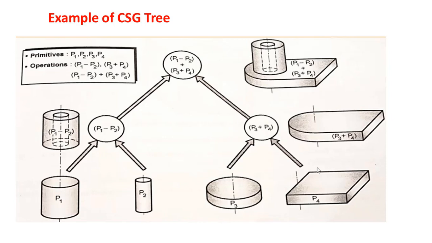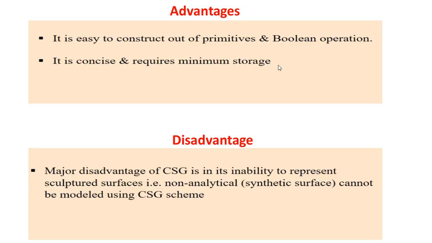Then we will perform p3 plus p4, and you will get such type of structure. Then we will perform the operation p1 minus p2 plus p3 plus p4. When you perform this operation you will get the required solid object. So this is the example of a CSG tree.